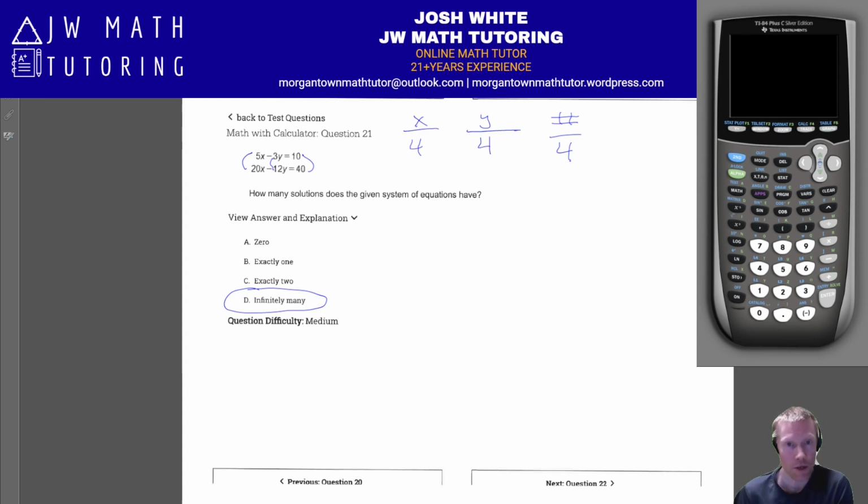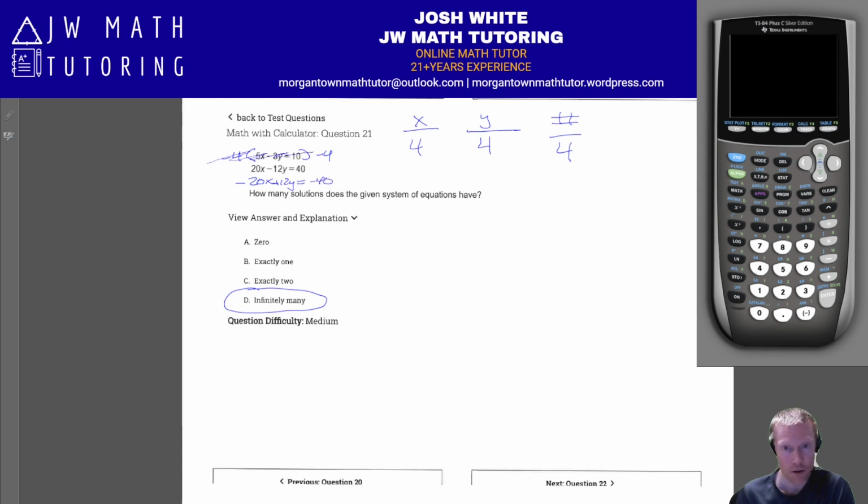Now, an alternate way you could do this if you didn't know those criteria to look for is you could go ahead and try to solve this using elimination. So for example, I would multiply the top equation on both sides by negative 4. And I'm just going to write it now underneath the bottom one. So that would give me negative 20x plus 12y equals negative 40.